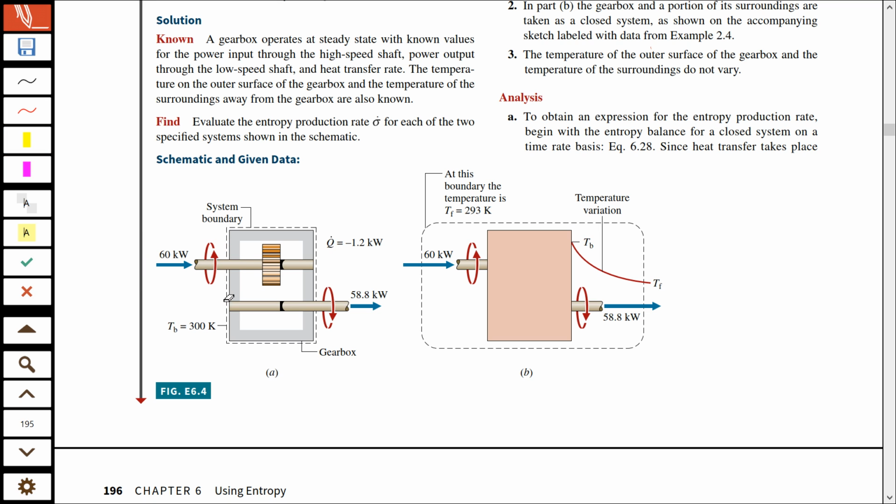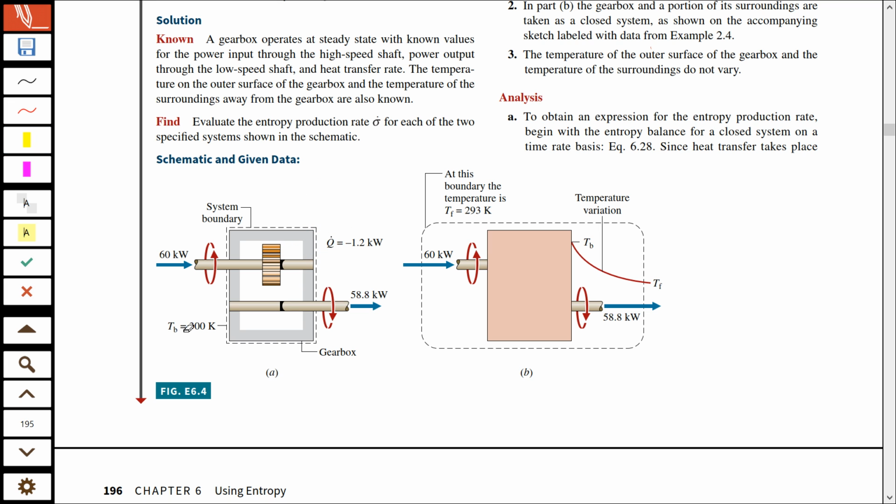I was hoping that you will remember this, but you see this shaft. If you look at this, this indicates that it's work transfer. So it's work transfer in, work transfer out. And this one, Q dot, is the heat transfer rate, and because it's negative, it must be out of the system. So we know these three quantities.